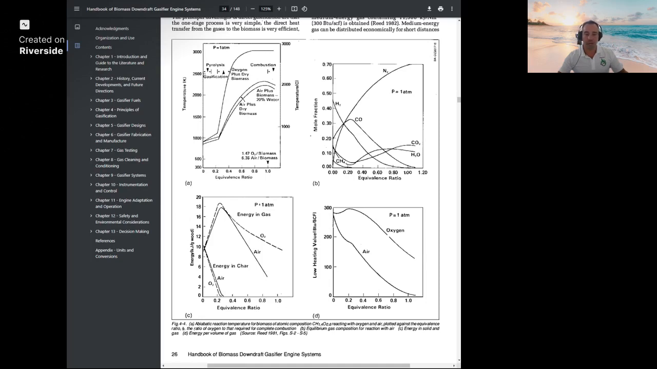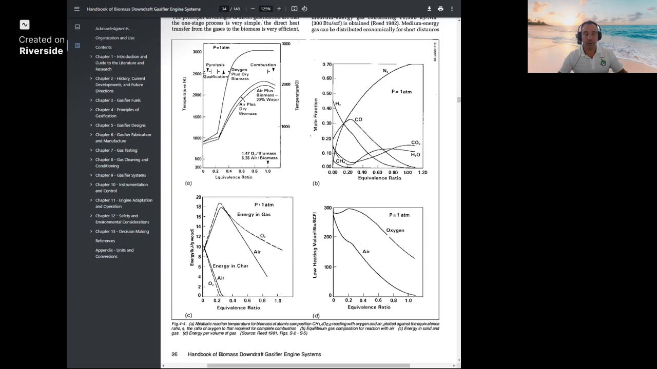So part A of the diagram over here shows the adiabatic reaction temperatures for biomass gasification. Adiabatic means that there is no heat transfer in or out of the system. The reaction temperature increases as the equivalence ratio increases. This is because more oxygen supplied leads to a more exothermic reaction, or one that releases heat.